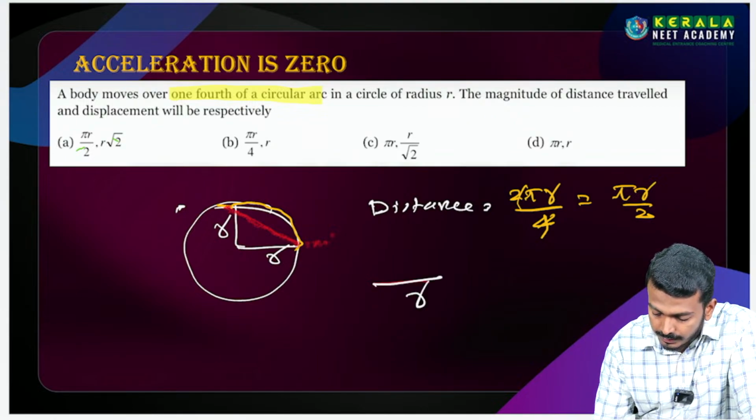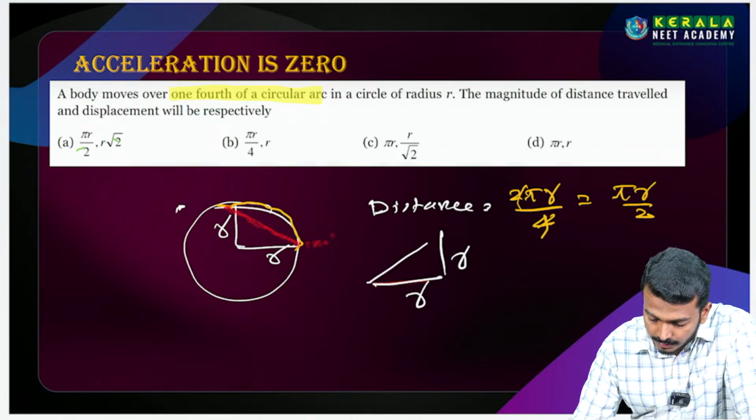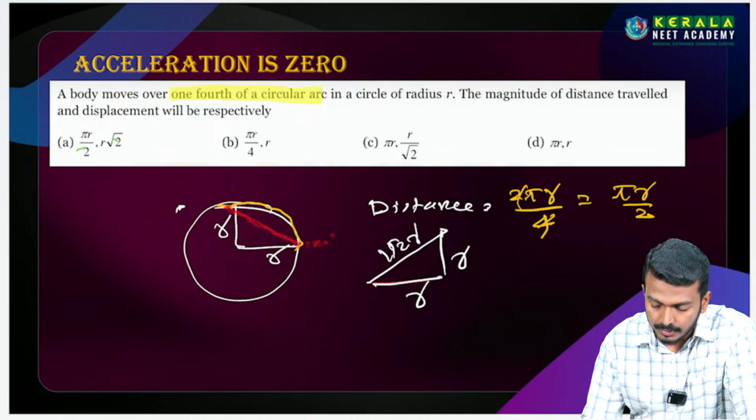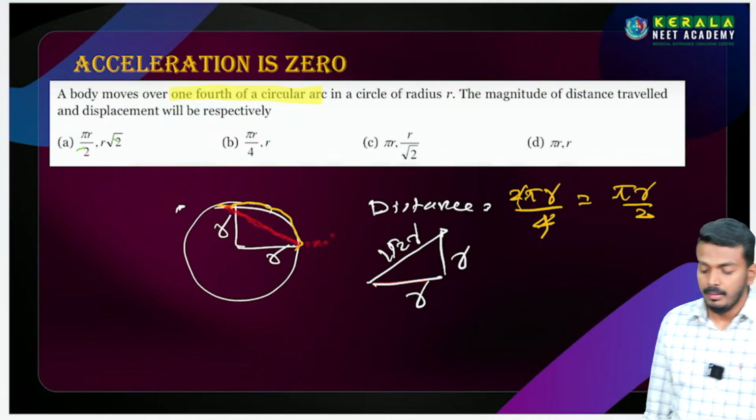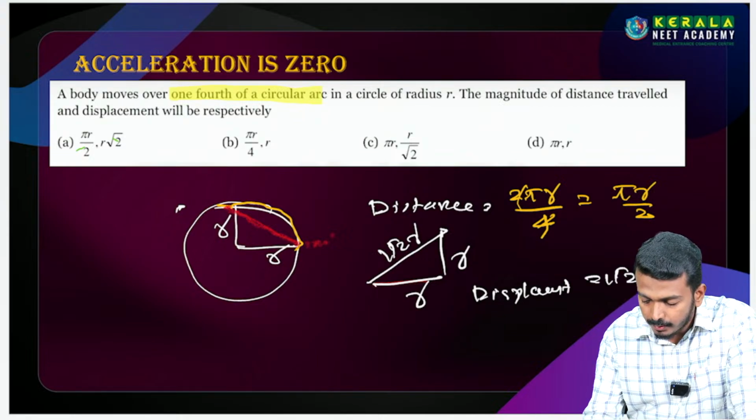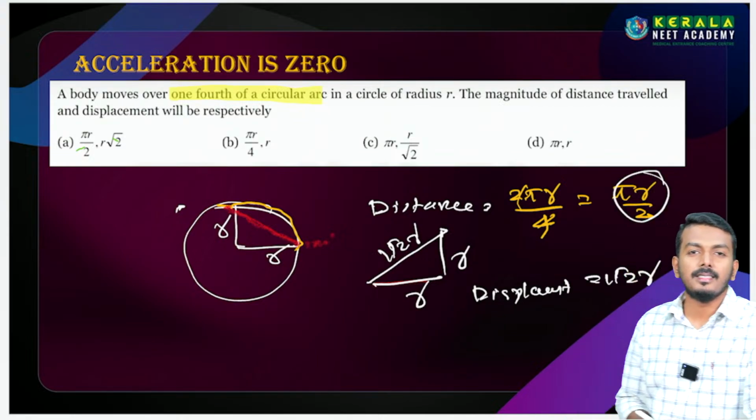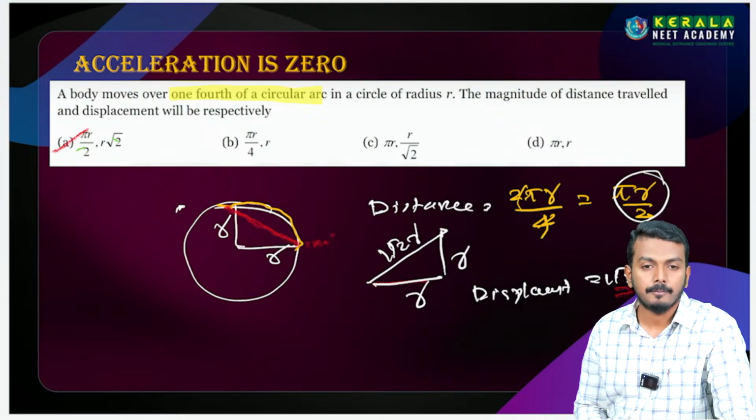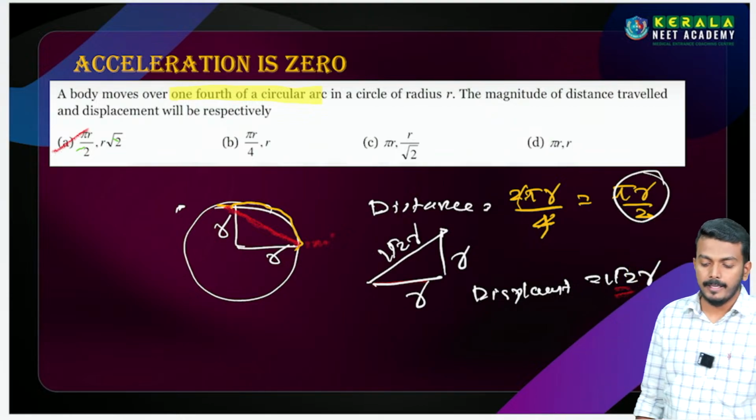What is this value? Radius. Then how to take? Just take the Pythagoras theorem. Then what answer you will get? Root 2r. Then the displacement of the body is equal to root 2r. Same time, the distance covered by the body is equal to pi r by 2. Which option is more correct? Option A, the first option. Okay.